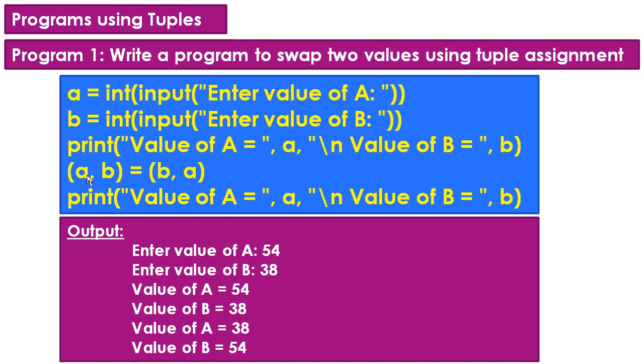After the swapping statement, a comma b equal to b comma a. This is the tuple assignment statement. This means a equal to b and b equal to a.